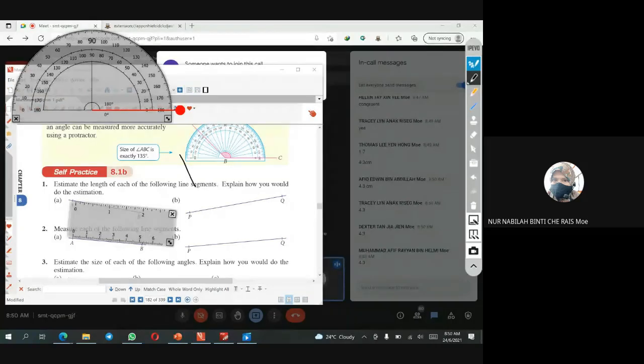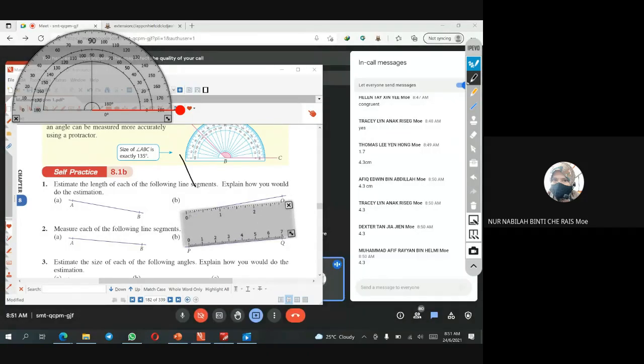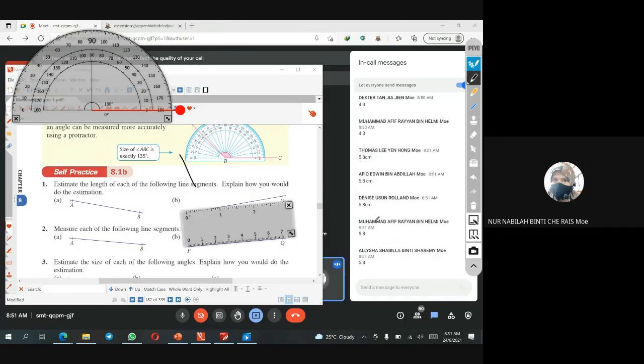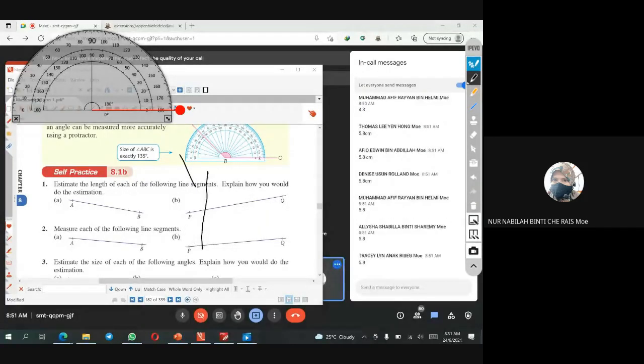B is this one. Okay, how about B? You put your ruler like that, and your friend got 5.8. Maybe this one does not follow the scale, because the textbook is not to scale here since I minimized it. Never mind. I think most of you get 5.8 cm. Okay, I want to show you how to use the protractor for angles.